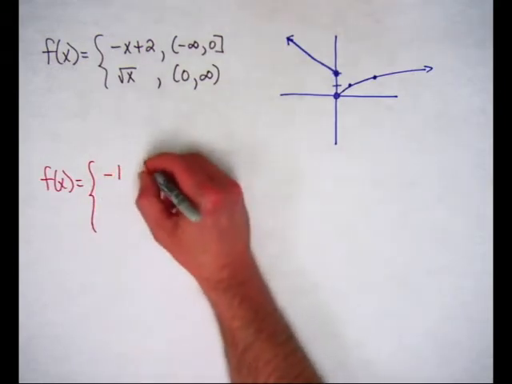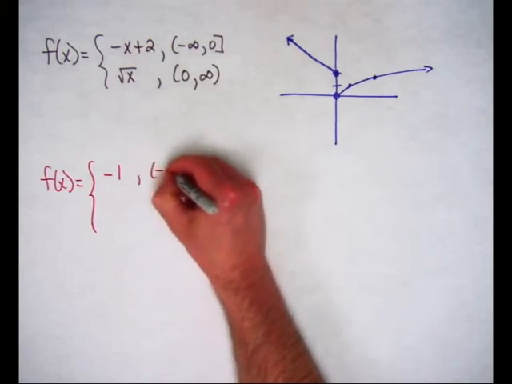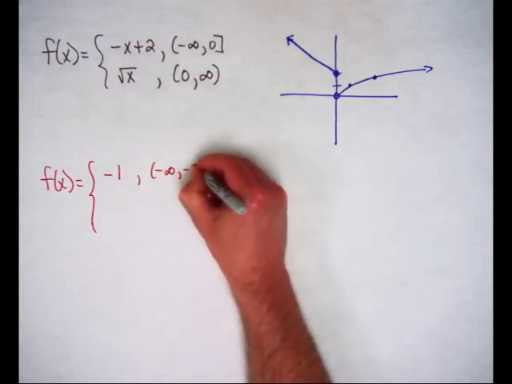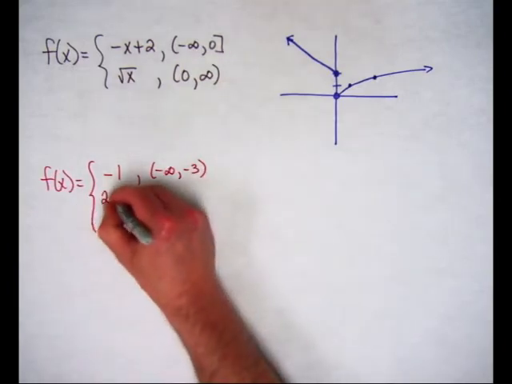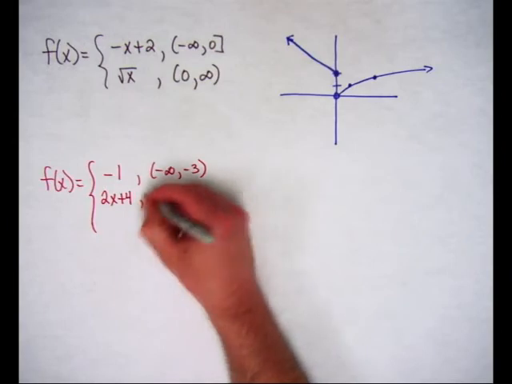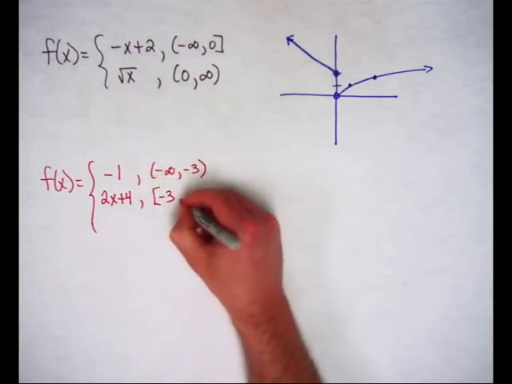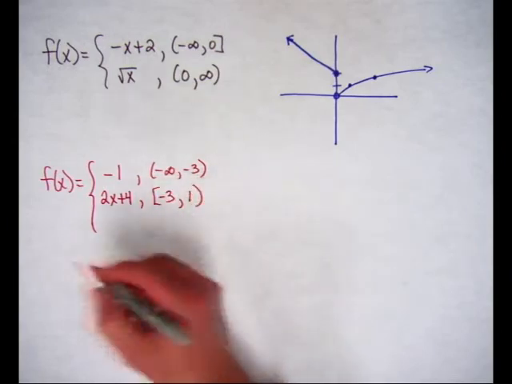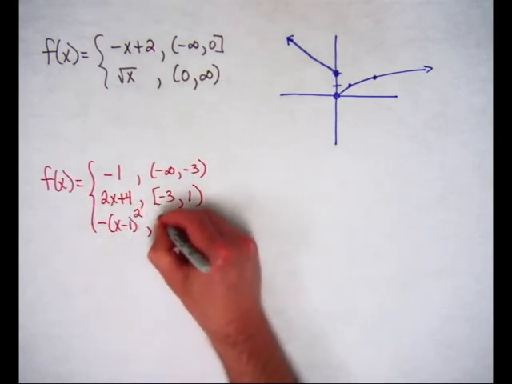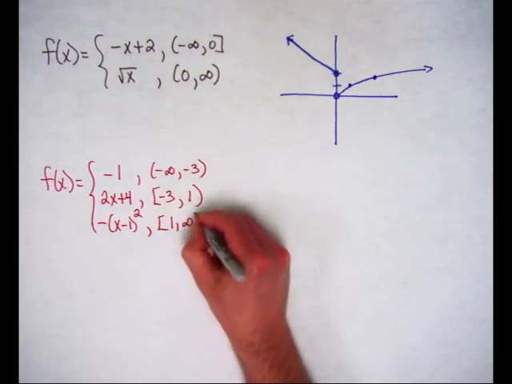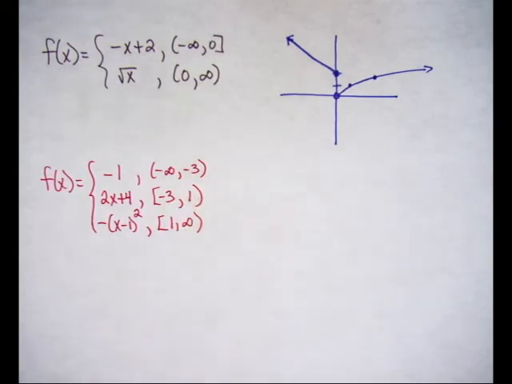The function is equal to -1 from negative infinity all the way up to -3, open bracket, and then 2x plus 4, starting at -3 and including -3 up to 1, and then negative bracket x minus 1 squared, square bracket 1 to infinity. So this is still a piecewise function. It's just that this time it's been split into 3 regions. But we're going to graph it exactly the same way we did the previous one.